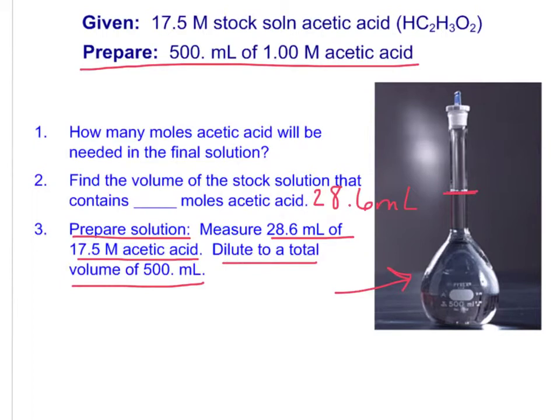So we measure out in a graduated cylinder our 28.6 milliliters of the 17.5 molar acetic acid, pour it into the container, and then we fill it up to the line with water. And that's how we actually would prepare it in the lab.